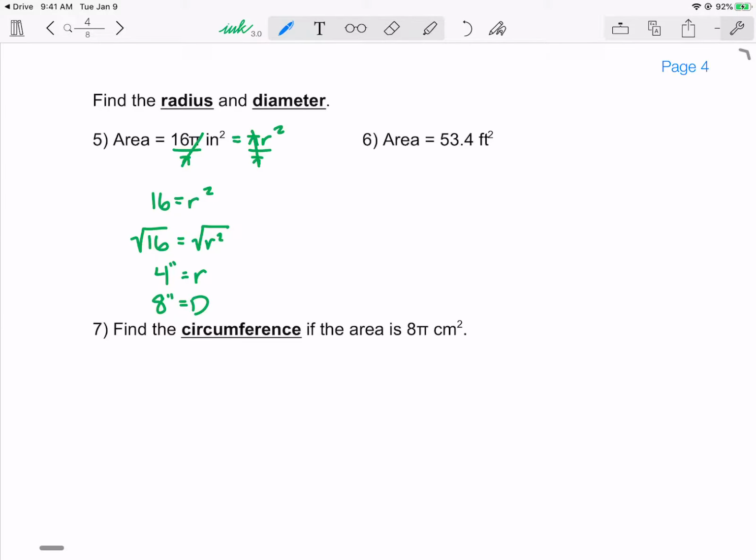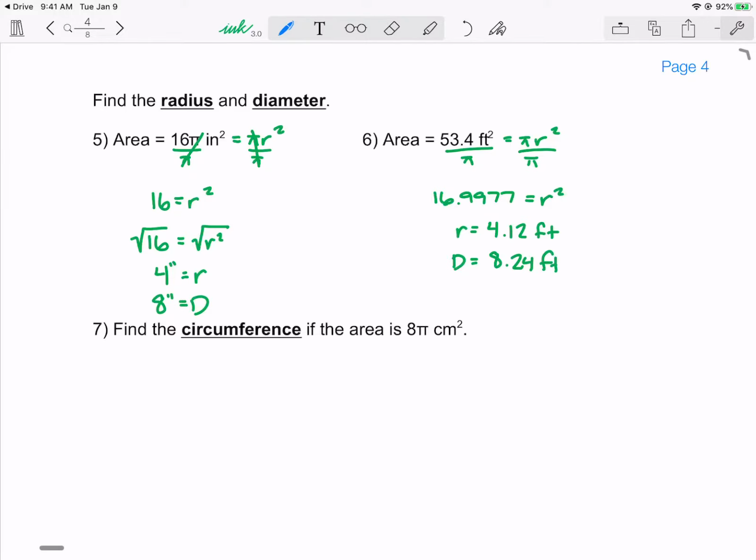Next one, I'm going to need to pick up a calculator because I've got a decimal expression. So if I divide the 53.4 by pi, so I'm again going to divide both sides by pi, I'm going to get 16.9977 and some change equals r squared. Now I have to square root that, and I get something just over 4. I get about 4.12 feet. And then to find the diameter, I simply double it.